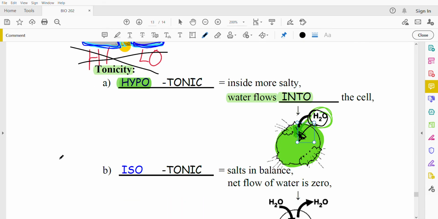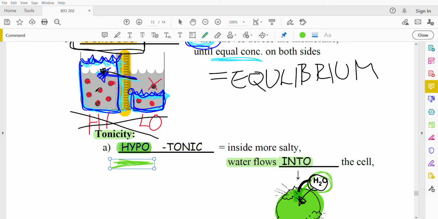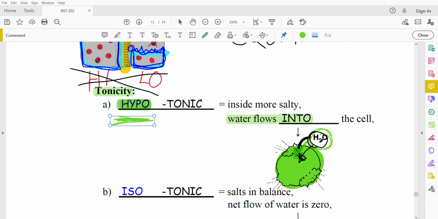And we see that in tonicity as hypotonic cells end up having water flowing inside the cell because the insides are more salty, so there's more of these red dots inside the cell, and we try to balance that with the outside by having water coming inside the cell. Water flows inside the cell, and cells end up swelling.